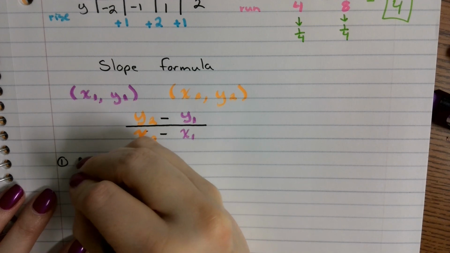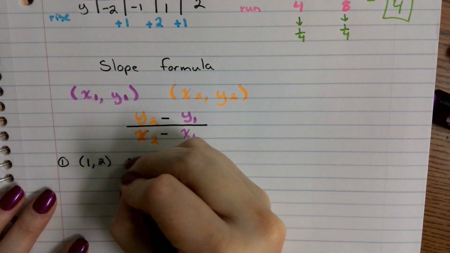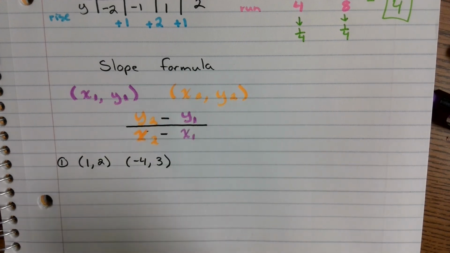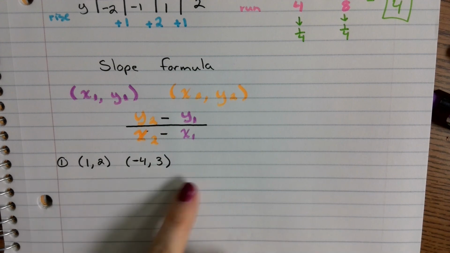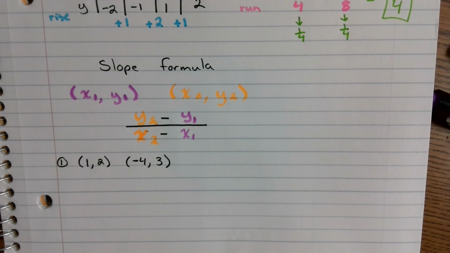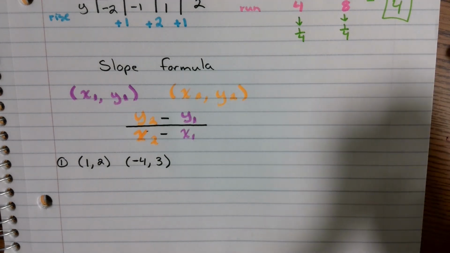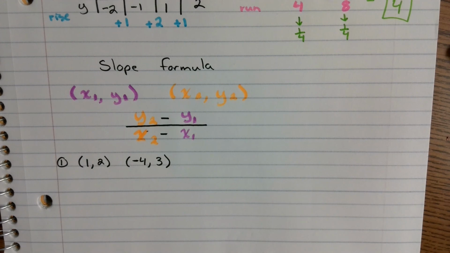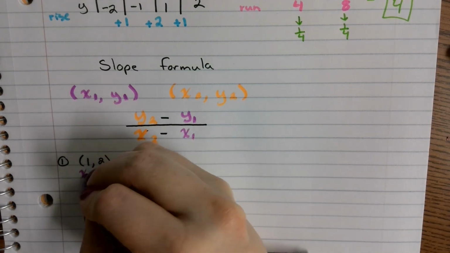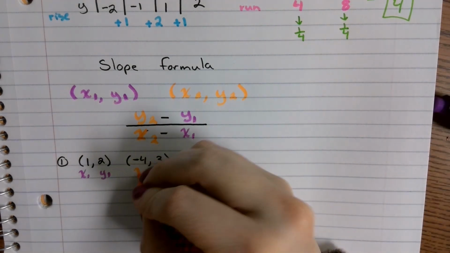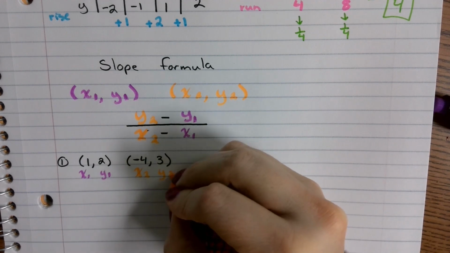So let's take a look. If I have the points 1, 2, and -4, 3, those are my points. Does it matter which one I assign as my first and which one's my second? No. Doesn't matter which one I assign, as long as whatever I do, I stick with that consistently throughout the entire problem. Typically speaking, my x1, y1, I usually just say it's my first point. So I'm going to label this my x1, this my y1. That means that -4, 3 is going to be my x2 and my y2.